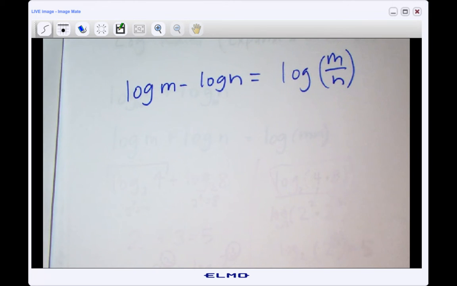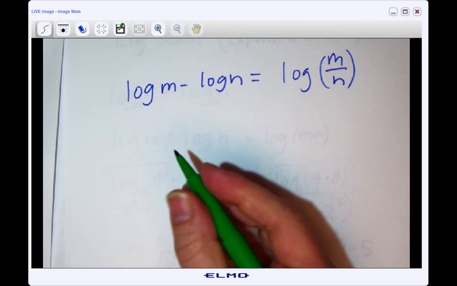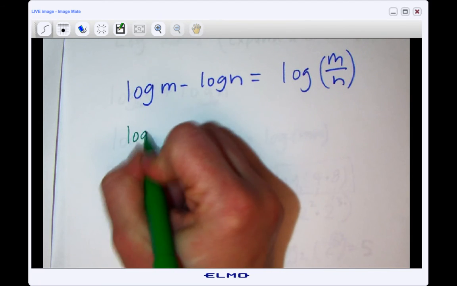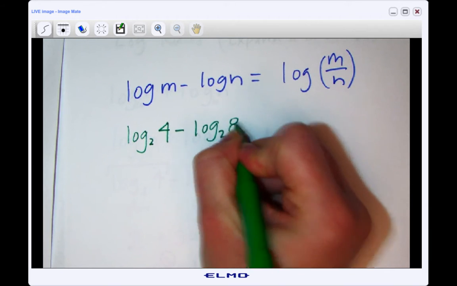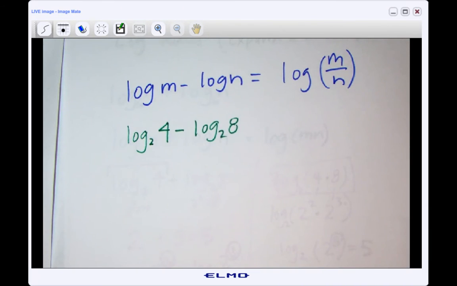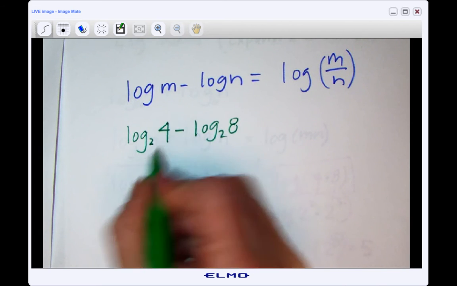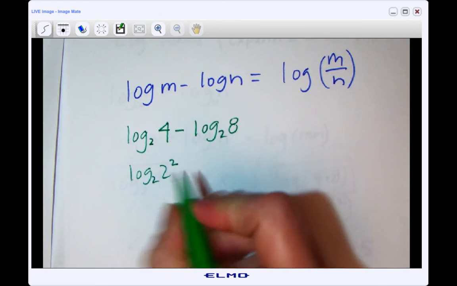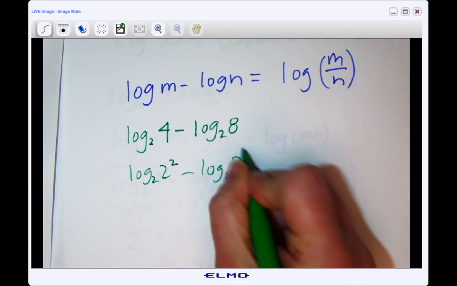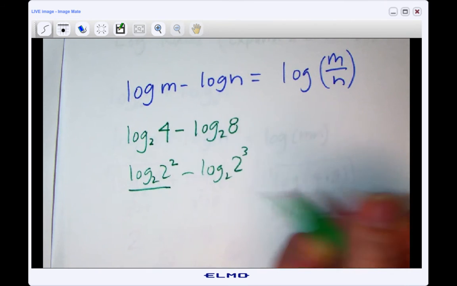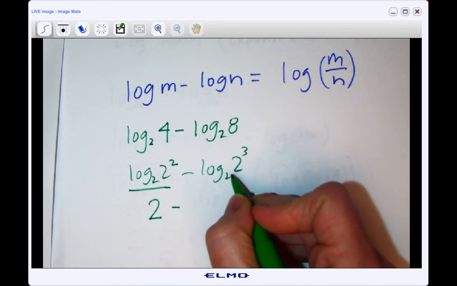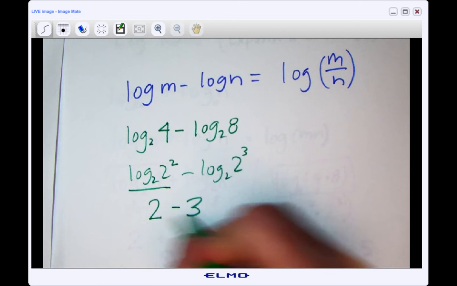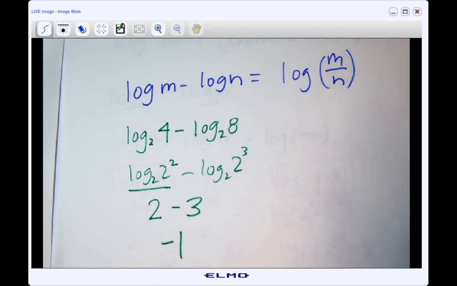And again, let's look at why this is true with some numbers to make it easier for our brain to understand it. If I make this one log base 2 of 4, and this one log base 2 of 8, hopefully you can see that once again, what number would this have to be? Well, that's log base 2 of 2 squared minus log base 2 of 2 to the third. So what exponent do I have to raise 2 to get 2 squared? 2. What exponent do I have to raise 2 to get 2 to the third? 3. This is a 2 minus 3, which will give me a negative 1. Let's look at this side.